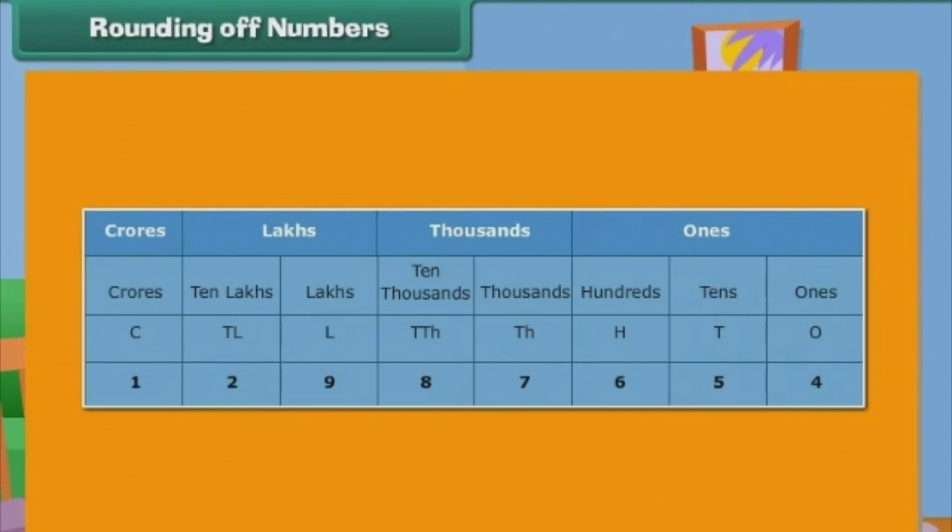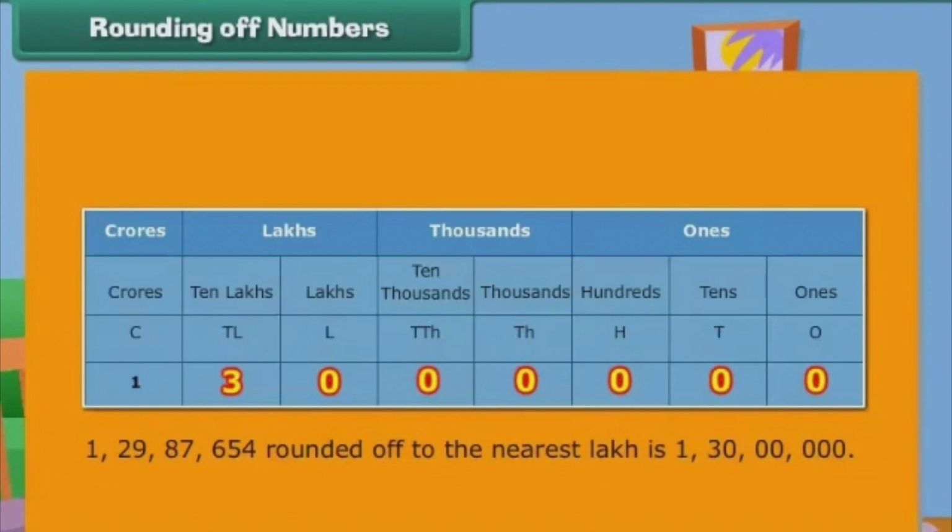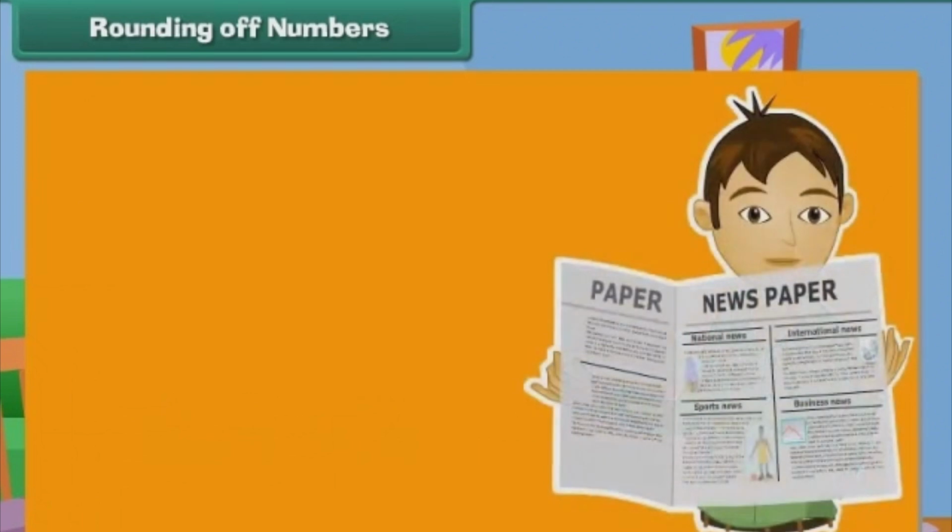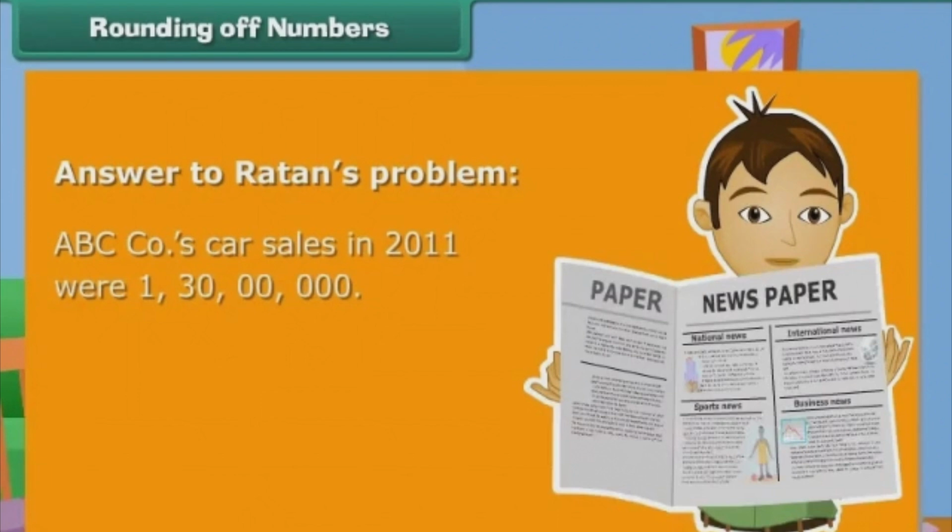We now round off 129,87,654 to the nearest lakh. Consider the figure at 10,000's place. It is 8. 8 is greater than 5. We replace it and the digits following it with 0. We increase the digit at lakh's place by 1. 129,87,654 rounded off to the nearest lakh is 130,00,000. Here is the answer to Ratan's problem. ABC Company's car sales in 2011 were 1 crore 30 lakhs.